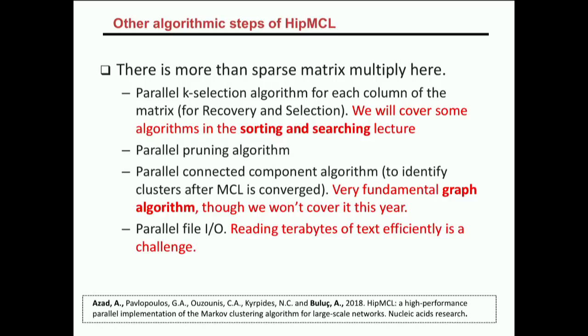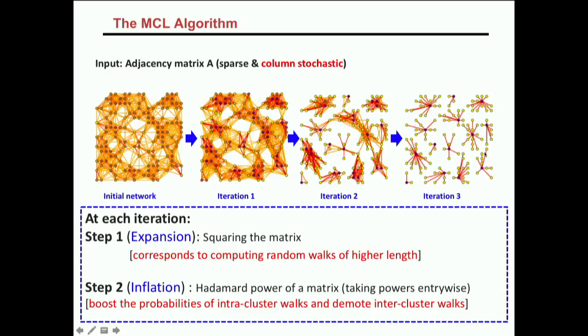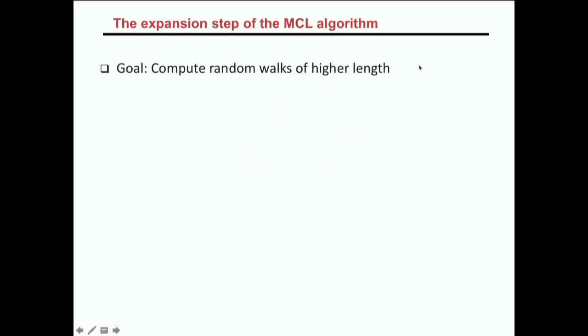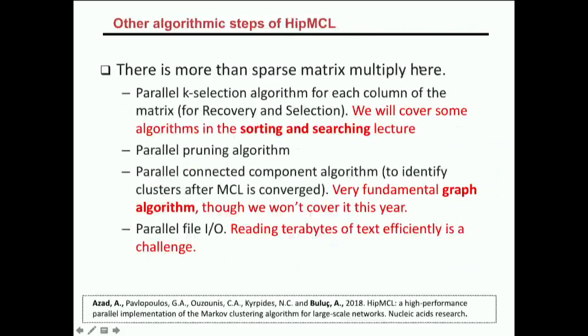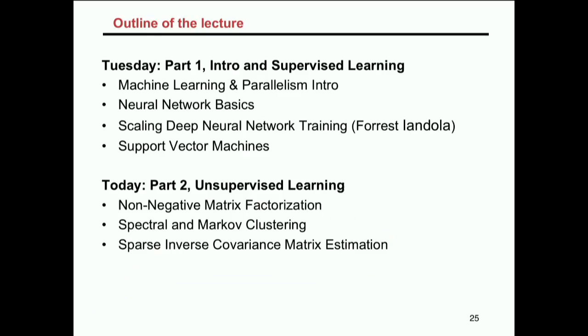There's connected components, because once you come to the end of the iterations where it converged, you have to visit every connected component separately and output them as if they're the clusters. So that's a problem that needs to run in parallel as well. It's a fundamental graph algorithm called connected components. We won't talk about it in this year's lecture, but maybe in the future. And there are lots of challenges with I/O. I won't talk about it, but it scaled well. Questions?